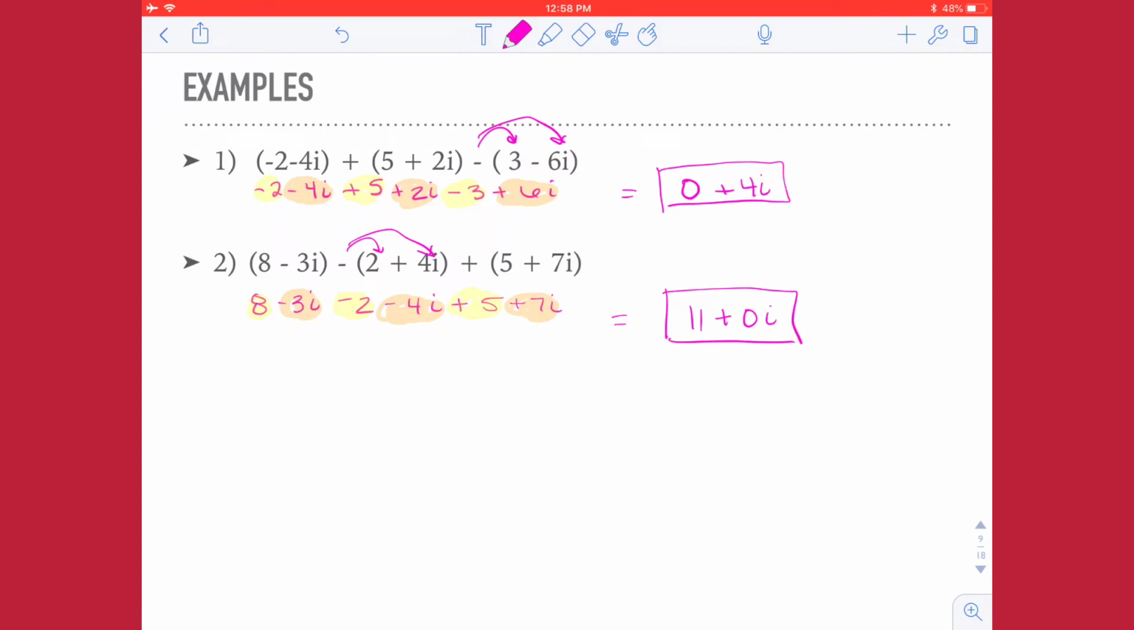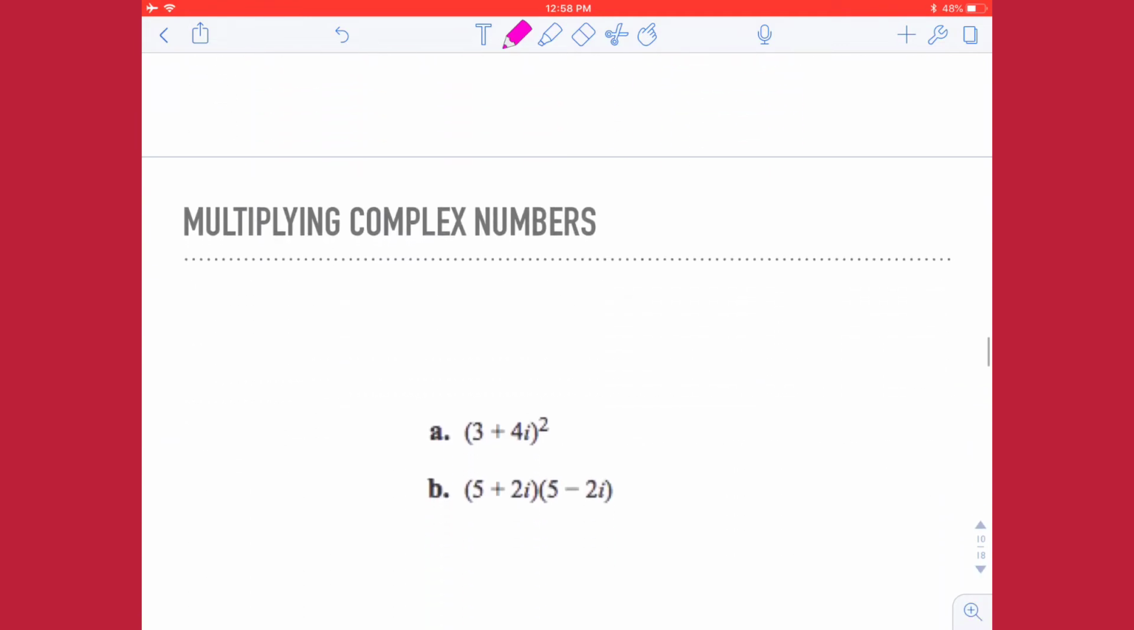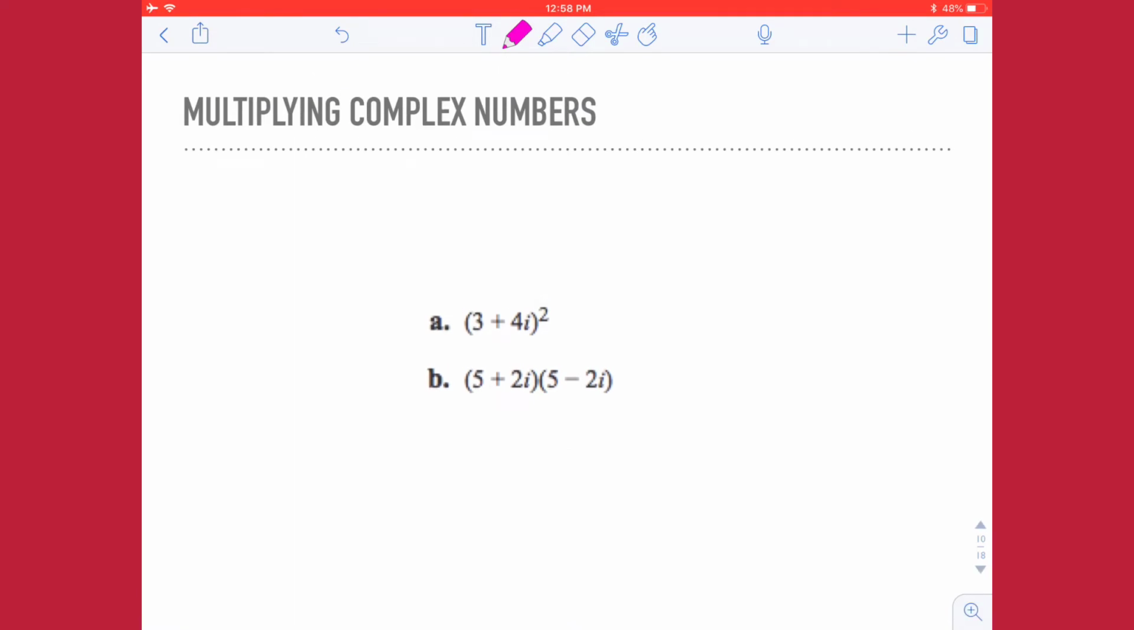So in number 1, I only have a complex portion. In number 2, I only have a real portion. Multiplying complex numbers works the same way. So in letter A and B, I've provided you in both cases with binomials. So we are going to FOIL these just as we would any other binomial.